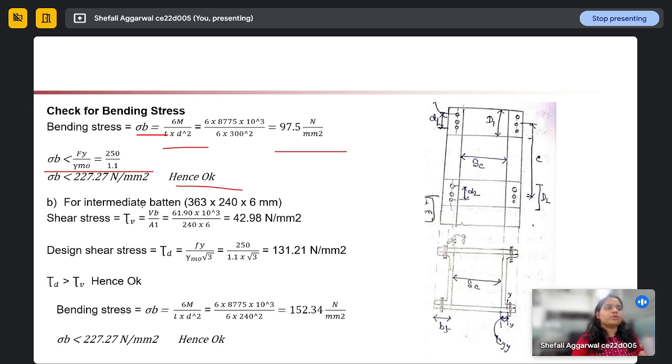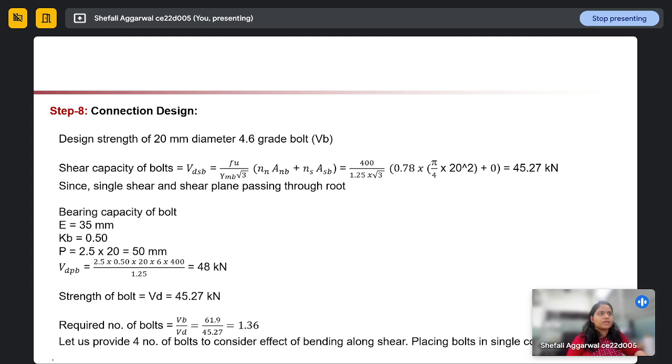Same way, we are designing for our intermediate batten. For the intermediate batten, the only thing that is changing is our d value. That is, instead of 300, we are using 240 mm. So all other design is completely the same as we did for our end battens. So this is our check for shear.